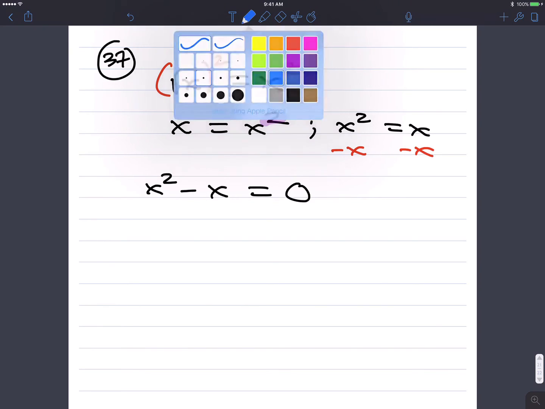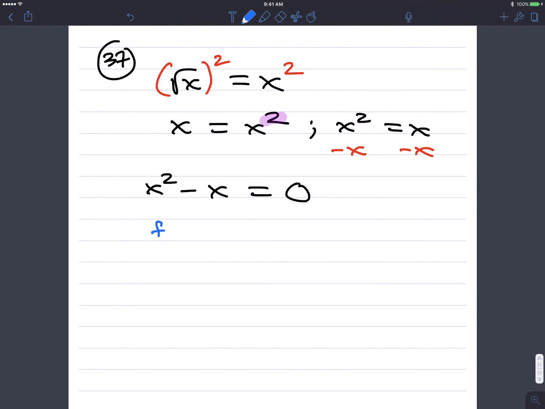Let's remember, you can solve by factoring and using the 0 product rule. Or you can solve by the quadratic formula. So I have two choices. I can factor or use the quadratic formula. Whichever you like. Now personally, I like to factor.